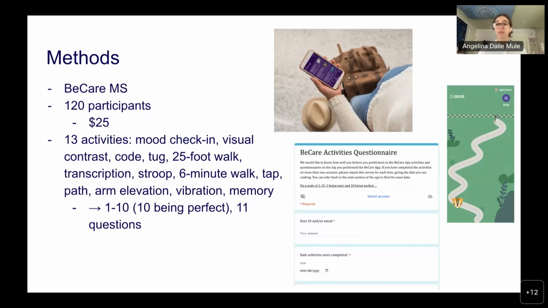Participants were asked to download the app, complete the 13 activities listed, and then they were asked a questionnaire, which is the bottom image. They were asked their user ID, the dates that the activities were completed, and then on a scale of 1 to 10, how they felt they did. So 1 being poor, 10 being perfect, 11 questions were asked. The questions each correlated with the games. So for example, one of the questions could be, on this given day, how did you feel that your arm strength was? Or on this given day, how did you feel that your walking stamina was? And this was rated on a scale of 1 to 10 and asked of each of the participants after they completed these 13 activities.